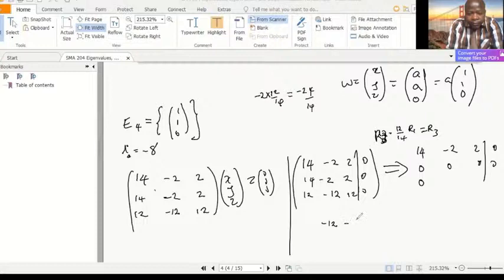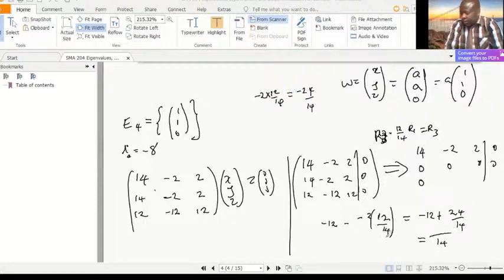And then subtract it from 12, negative 12 minus negative 2 multiplied by 12 over 14. So of course this becomes positive, the same as negative 12 plus 24 over 14. The LCM is 14. Let me just use my calculator to see what that gives.